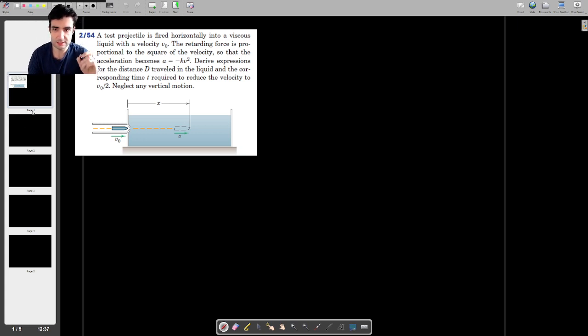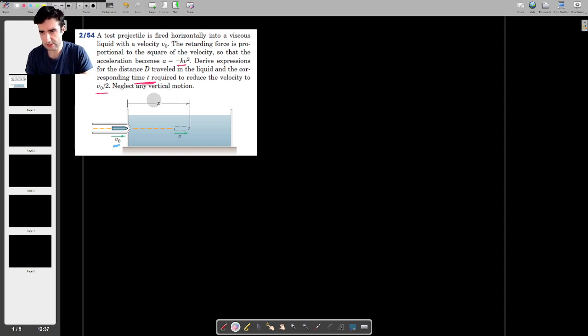So a test projectile is fired horizontally into a viscous liquid with the velocity v0. So we have this right here. We have the projectile going into the tank initially with the velocity v0. And then we have this acceleration, or rather deceleration, which is given as minus kv squared. And then we have to derive expressions for the distance traveled in the liquid and the time required to reduce the velocity to half of its original value. And then we can neglect any vertical motion. So the bullet doesn't actually move up or down.